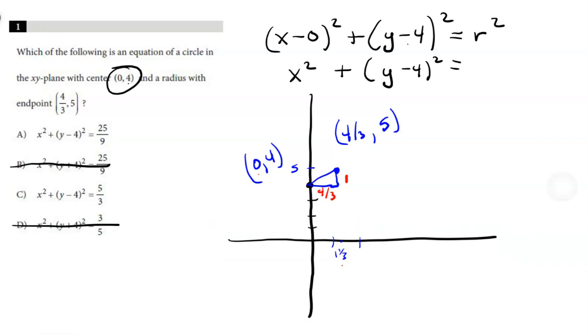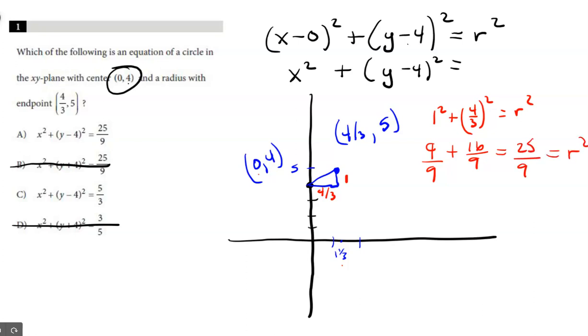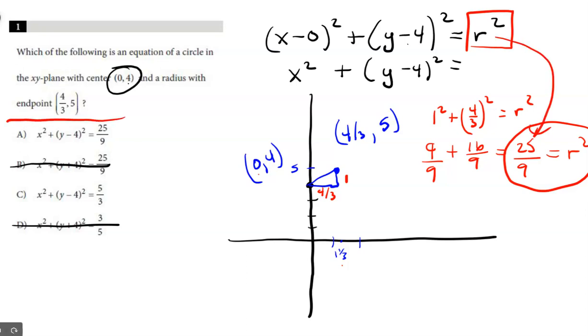So let's do the Pythagorean theorem. We have leg squared plus leg squared equals the radius squared. Well, 1 times itself is 1. 4/3 times 4/3 is 16/9. And to get a common denominator, 1 is the same as 9/9. So 9/9 plus 16/9 is 25/9, which is r². Normally I'd take the square root of both sides, but we don't need to because the formula wants r². So 25/9 is actually in the formula.